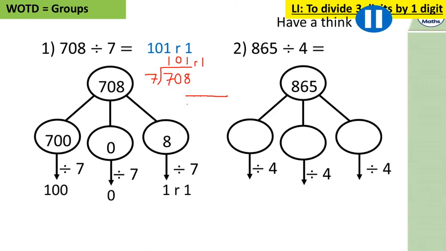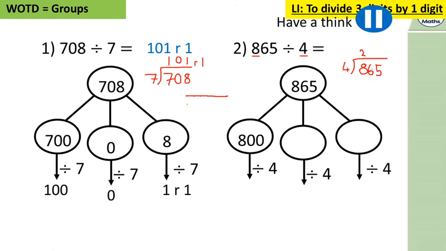865 divided by 4. I know that 8 can be divided by 4, so I'm going to put my 800 in here. Oh, press the wrong button. 800 in there. I'm also going to show on my bus stop method, because I find that really helps me to fill in my part-whole model. So how many 4s in 8? It is 2. 4 times 2 is 8.